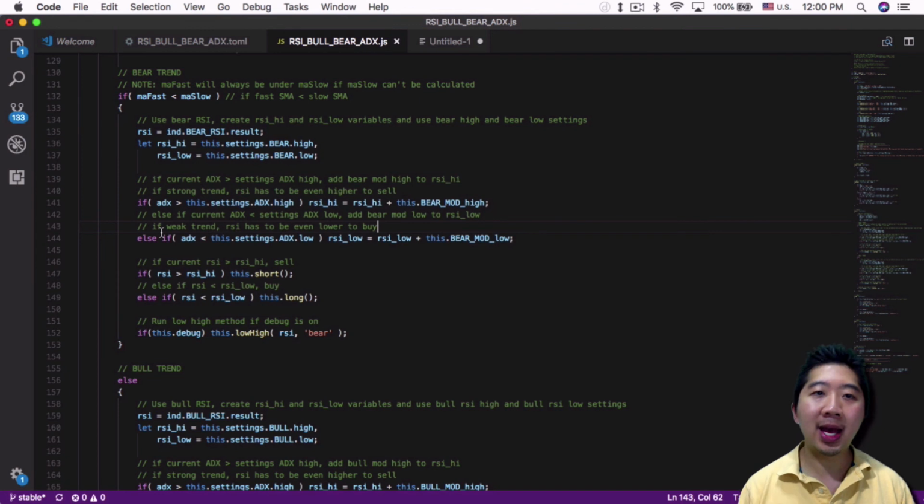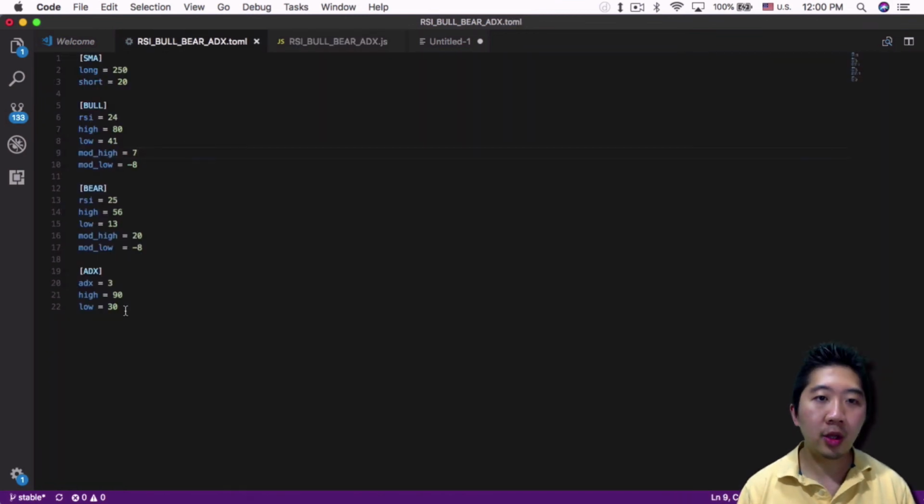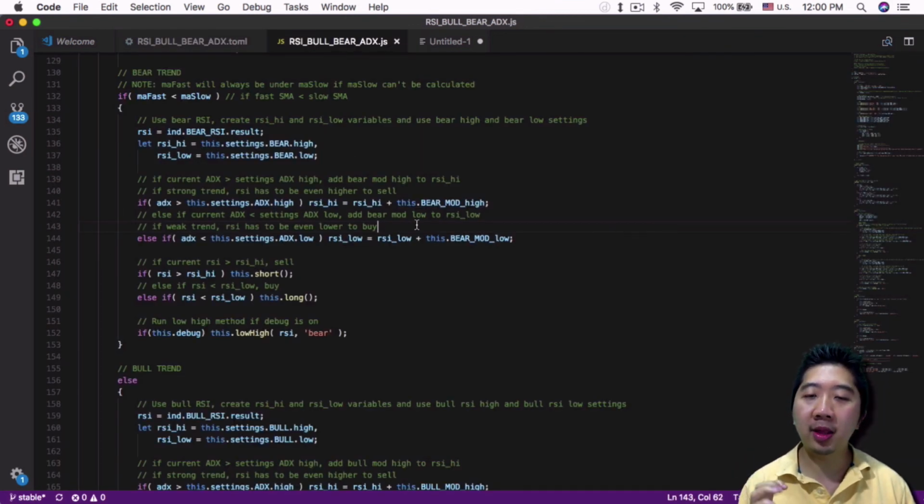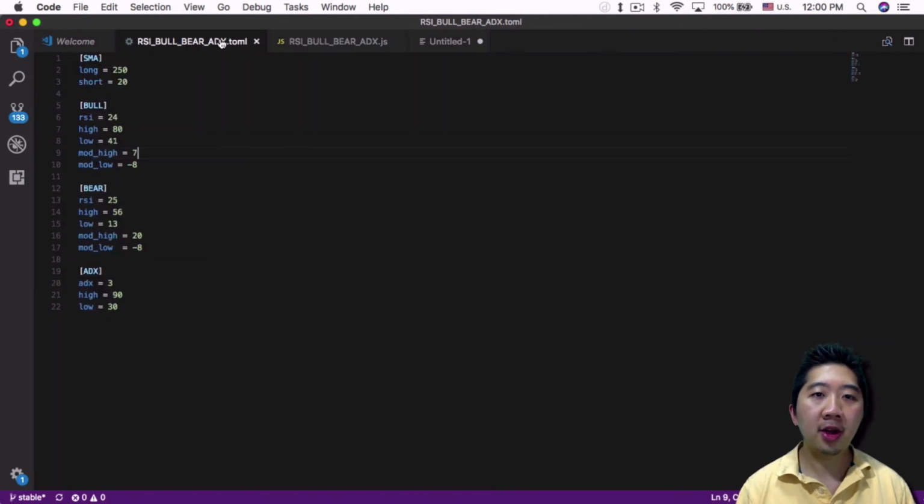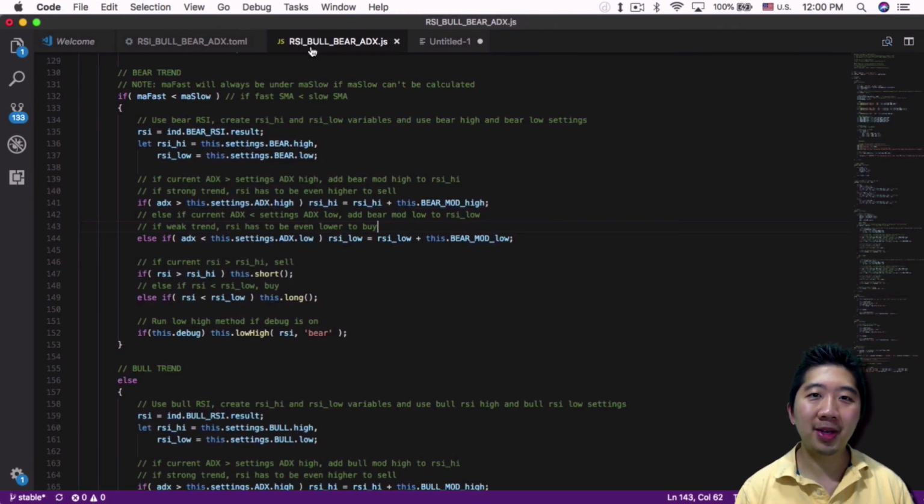Now the opposite happens. Else, if the current ADX is lower than the settings ADX low, so if the current ADX is lower than 30, then we add the bear mod low to the RSI low. The RSI low is at 13, and we're going to add the bear mod low, which is -8. So 13 plus -8 is 5. We're going to make the RSI low 5 if we go into this. If there is no trend, or a weak trend, then the RSI has to be even lower to buy. That's what's defined in the next two statements.